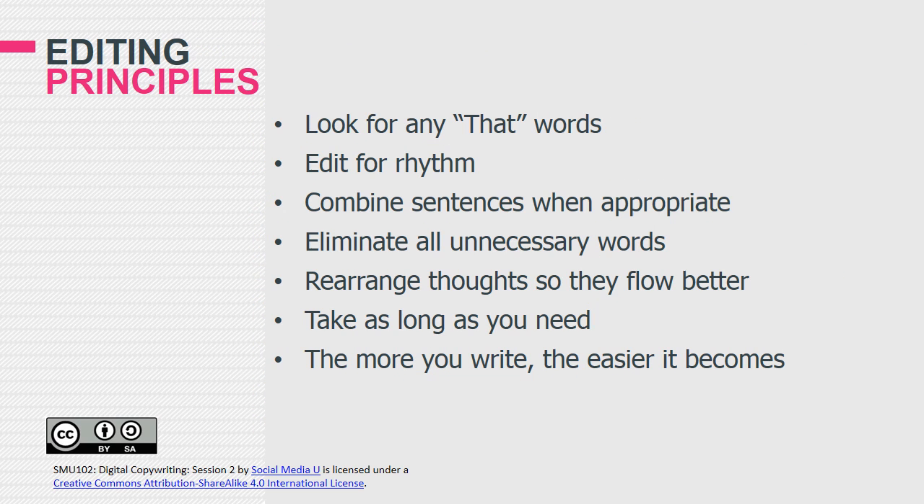So here we're going to go over some more editing principles. First step, look for any words like that. For example, in my first draft, if I used words like and, or if you've tried it, or you know that, the words up to and including that can usually be eliminated. In this example, I could eliminate 8 words straight away. Second, edit for rhythm. Make sure that you vary the length of sentences so they don't sound monotonous. I'll be discussing rhythm later on in this session.